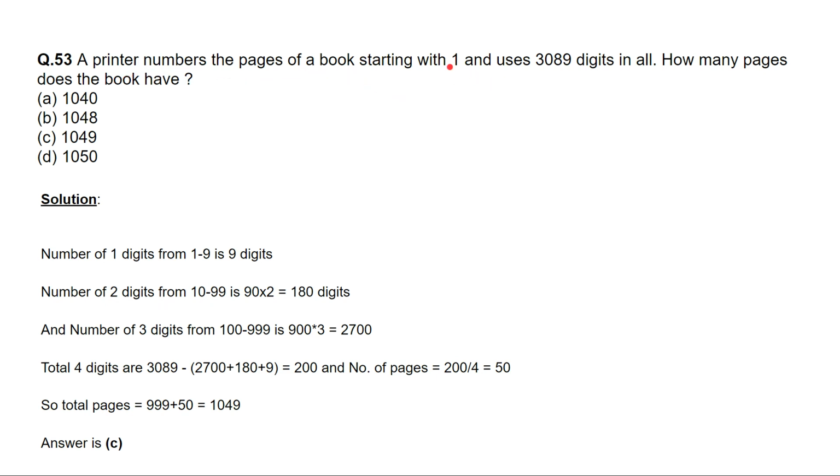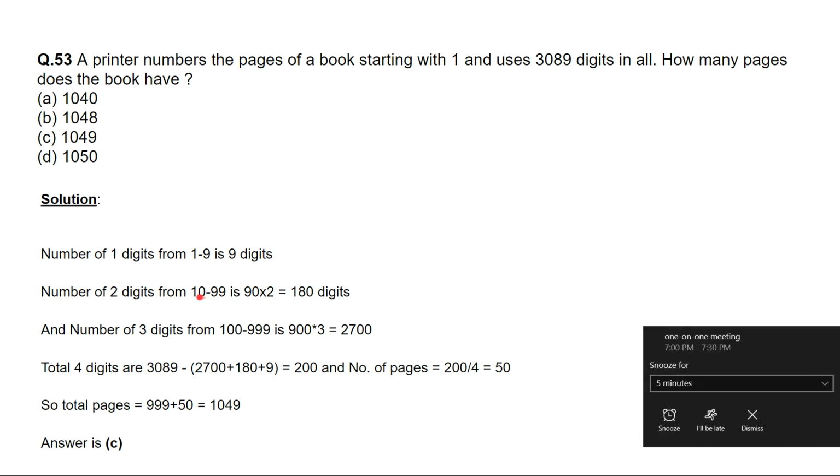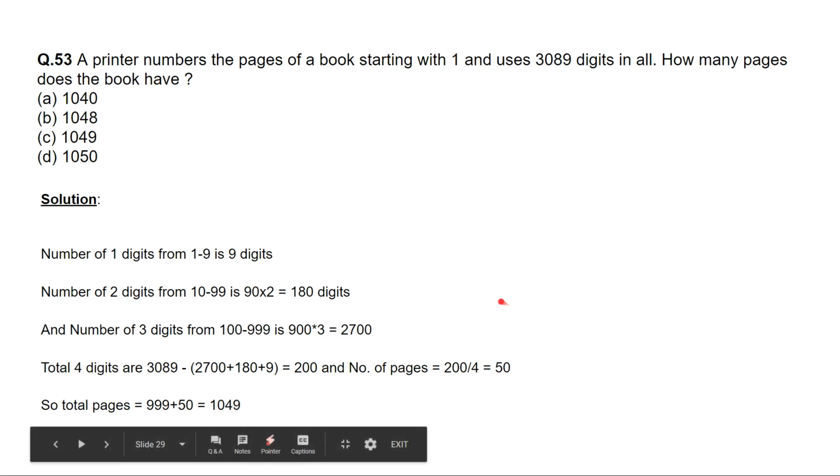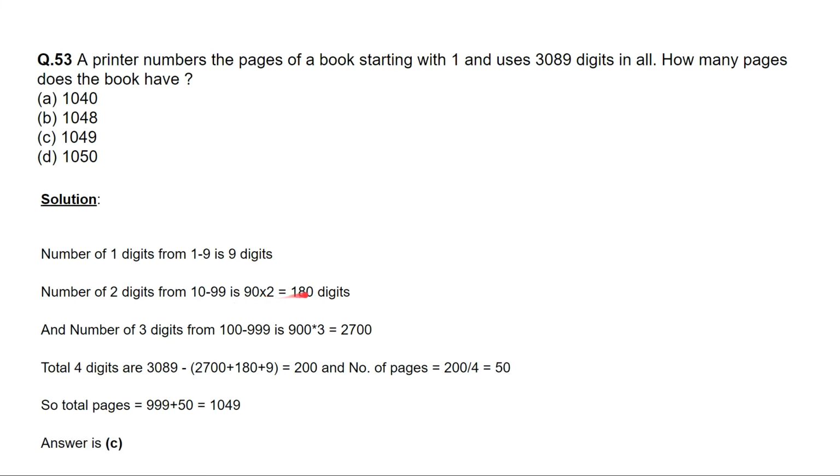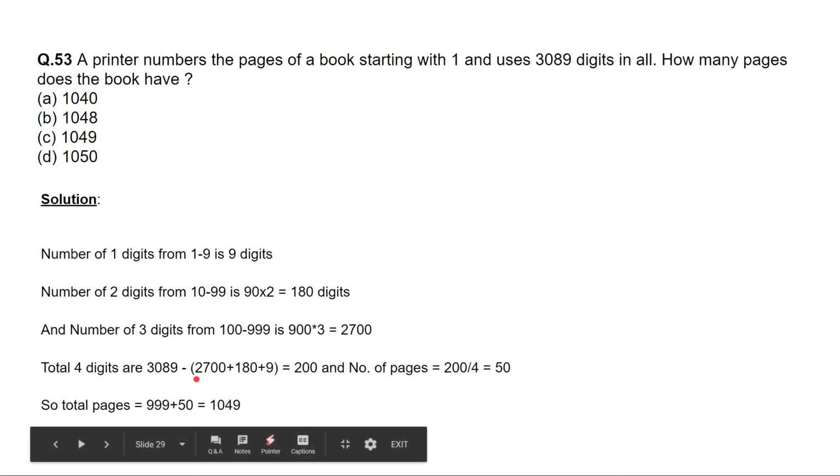Okay, this is a very typical quant question. If you have been practicing for a long time, you must have seen this question. We have to find the number of pages in a book, and the total digits used is 3089. So we know for one digit, there are 9 digits. How many two-digit numbers are there? It will be between 10 to 99, so 90 times 2, 180. The number of digits for three-digit numbers between 100 to 999 is 2700.